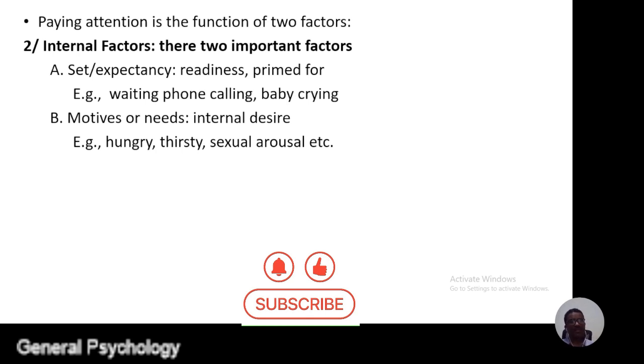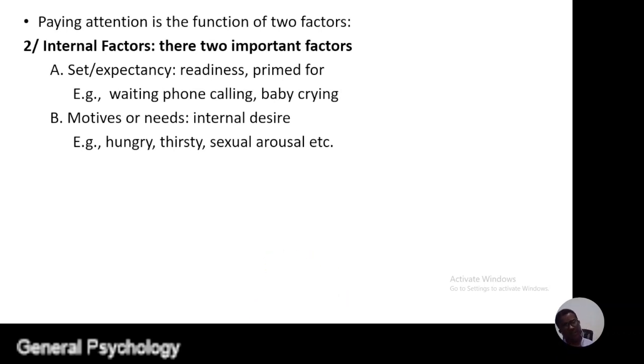The internal factors which affect human attention are threat or expectancy. If you are ready, if you have a plan about something, your attention will be affected. So waiting for a phone call, a baby crying, these are the internal factors which may affect our attention.